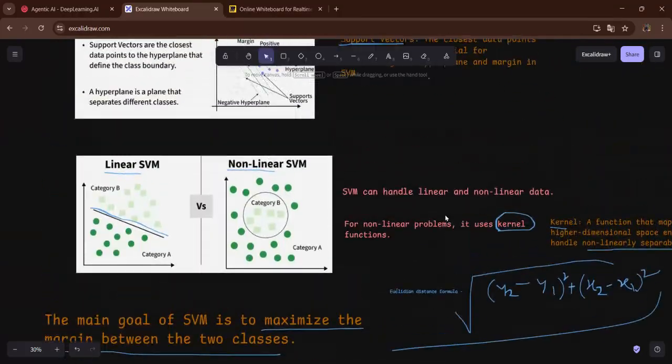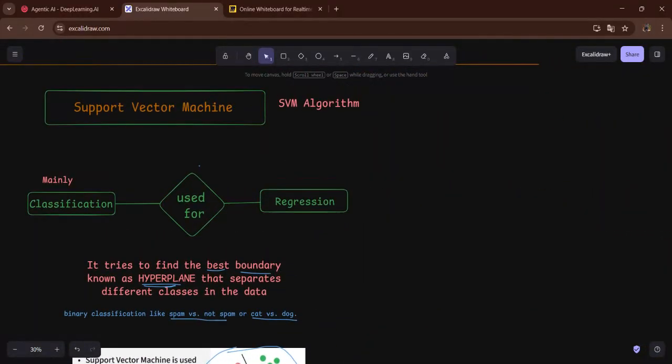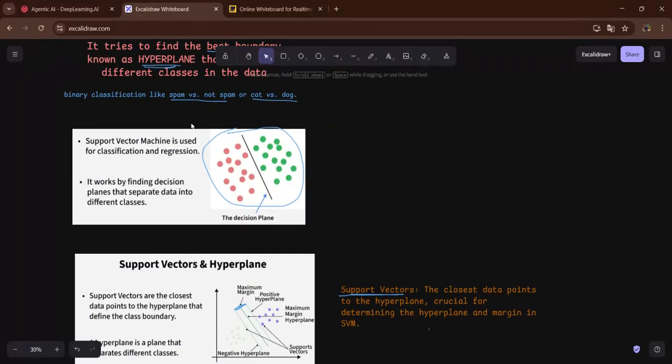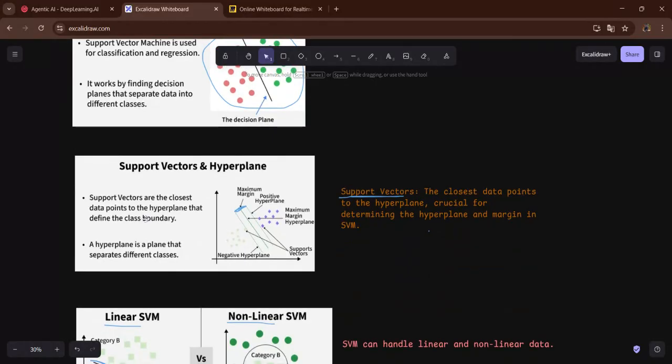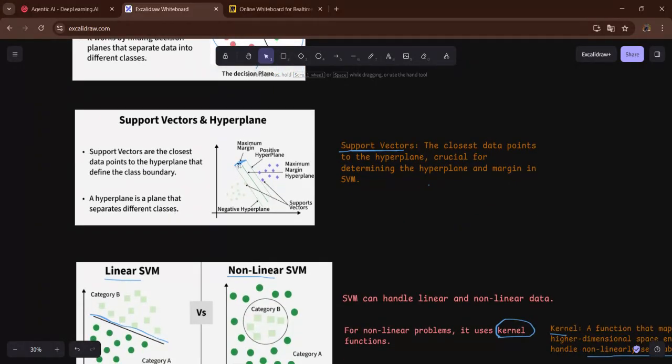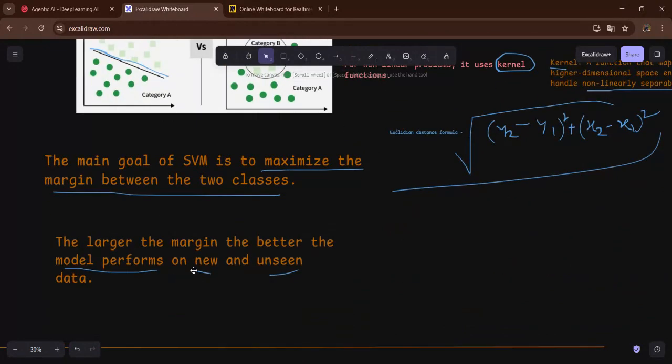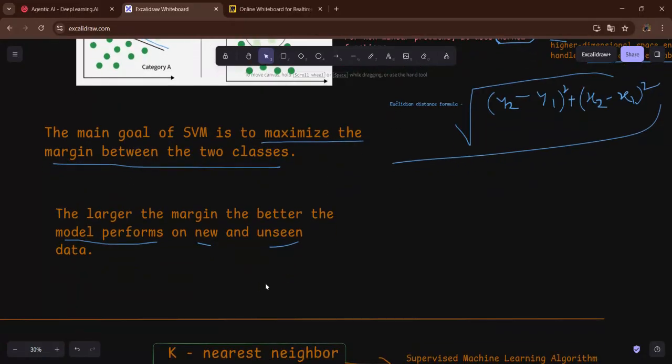In the previous video, we covered all the concepts related to the support vector machine, its uses, and how the hyperplane is drawn for separating the two different classes in the data. We also covered the margin and the main aim of the SVM, which is to maximize the margin between two classes, so that the model performs well for both seen and unseen data. We also saw the distance formula. So I encourage you to watch this video.